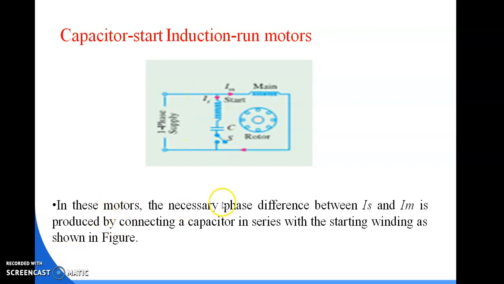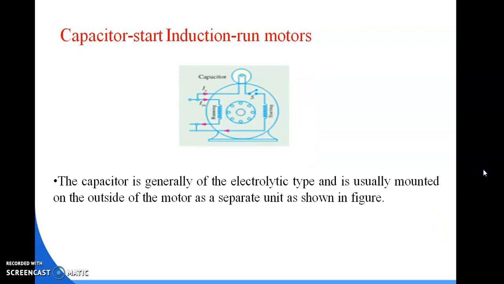In these motors, the necessary phase difference between IS and IM is produced by connecting a capacitor in series with the starting winding, as shown in the figure. So we can see here this is the capacitor connected, and you can see these are two windings. This is the starting winding, this is the running winding.